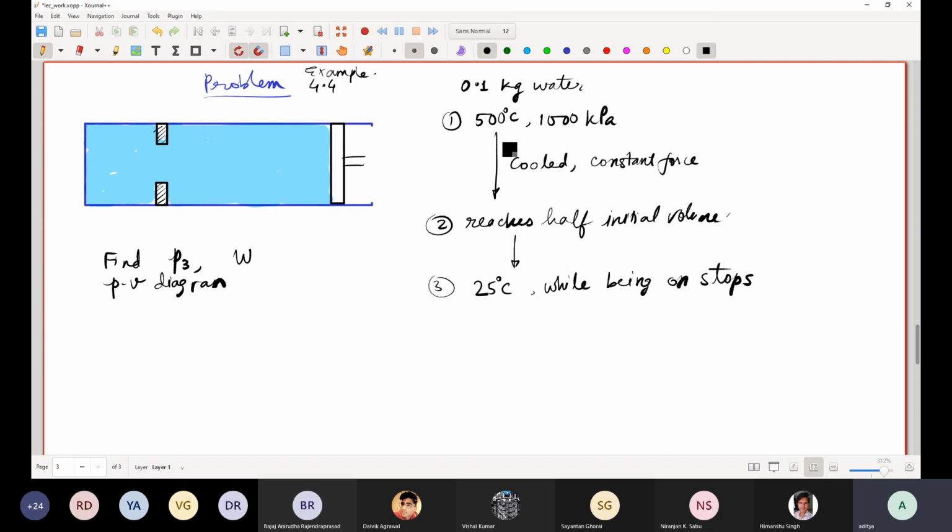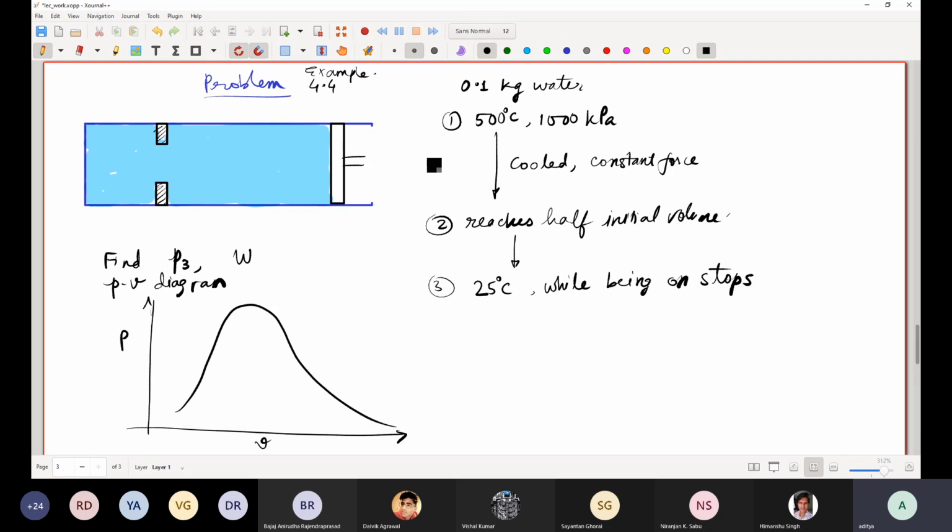So let us try to draw some different scenarios. You have P over here, you have V over here. All right, so initial state, maybe it is somewhere over here. So state 1 is maybe, this looks like it would be superheated. Say this is superheated. Now process 1 to 2 is where it reaches half the volume.